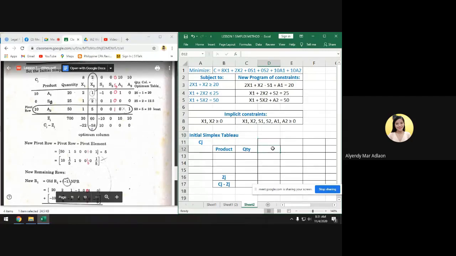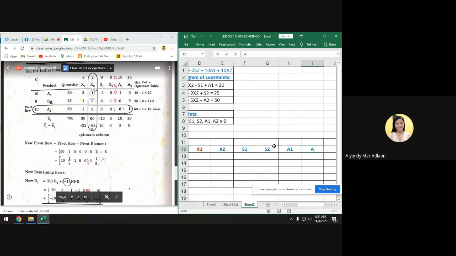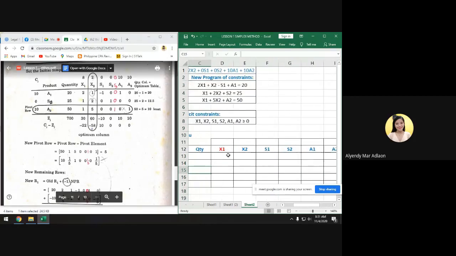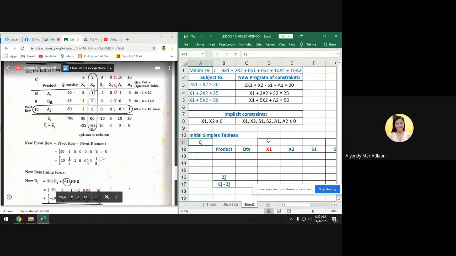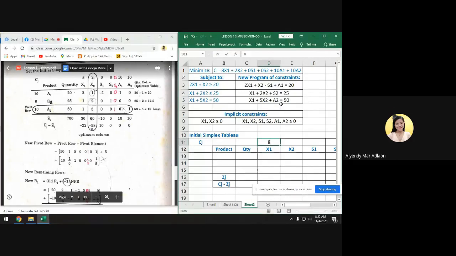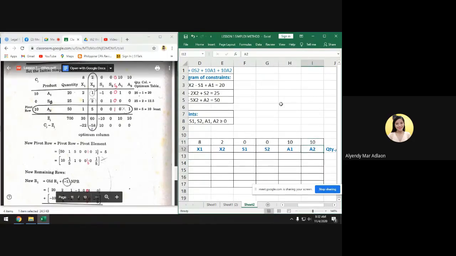Okay, so we simply copy that: x sub 1, x sub 2, s sub 1, s sub 2, a sub 1, and a sub 2. Now next is to put the cost. We can find the cost in the objective function. Each variable has its respective cost. x sub 1 has a cost of 8, x sub 2 is 2, slack variable 1 is 0, slack variable 2 is 0, a sub 1 is 10, and a sub 2 is 10 also.